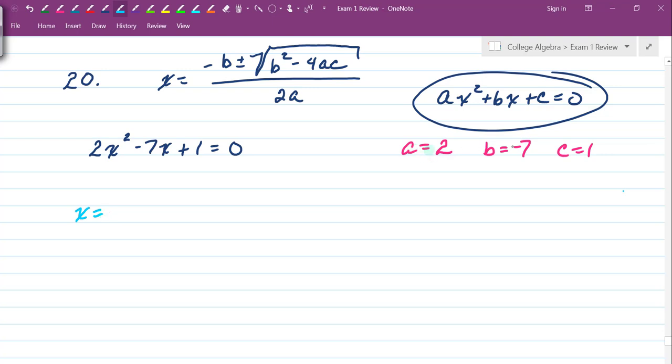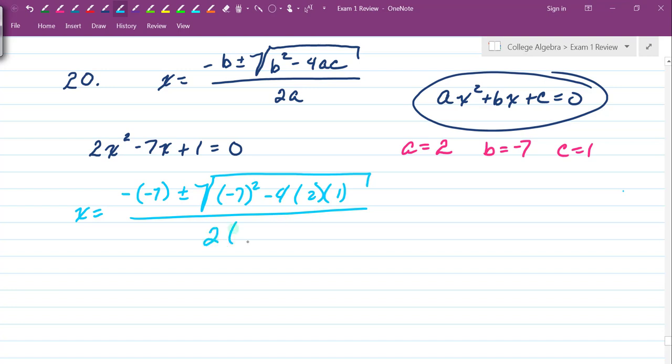So we're going to take all of these values and just put them in the quadratic formula. So we end up with negative b, so we have a negative, and then write down what b is. Negative 7 is what b is, plus or minus the square root of b squared, negative 7 squared, minus 4 times a, which is 2, times c, which is 1, all divided by 2 times a, which is also 2.